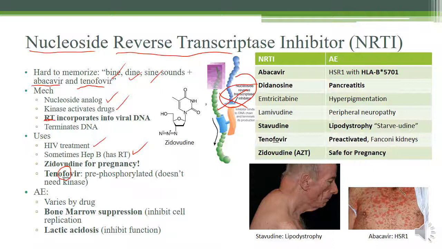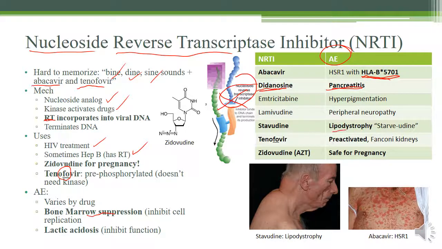The big adverse effects for these drugs all vary, but the more common ones are bone marrow suppression and lactic acidosis. Bone marrow suppression is pretty easy for me because if it gets incorporated into the virus's DNA, it can also get incorporated into the T cell or the macrophage's DNA and inhibit both of them as well. Here are the adverse effects for each of them separately. Abacavir is going to be associated with an HSR type 1 reaction, or an allergic reaction, if you have this HLA type. It's B*5701. Didanosine is important because it causes pancreatitis.